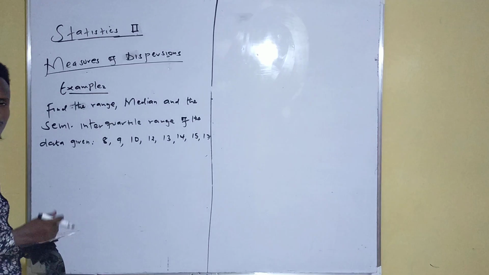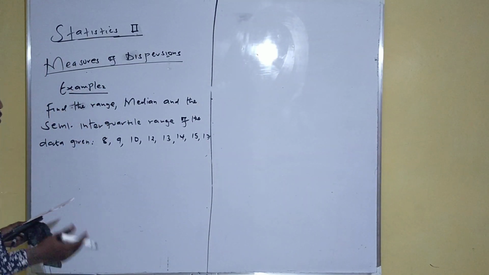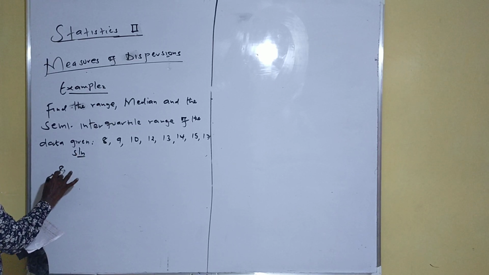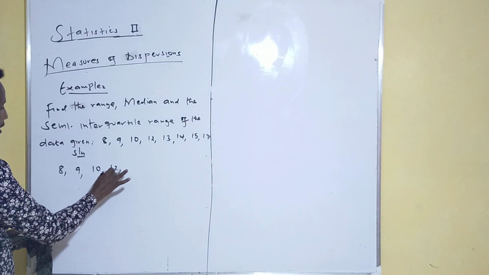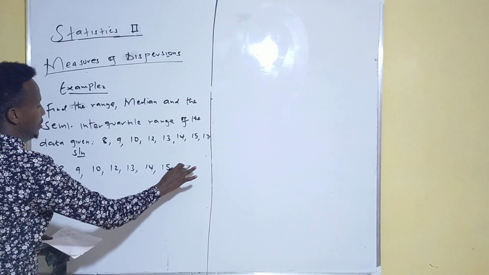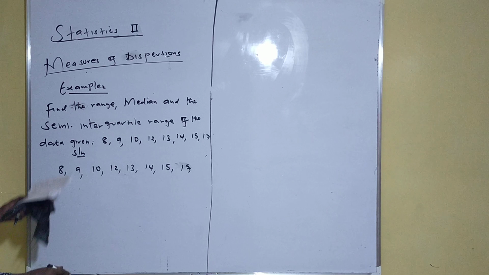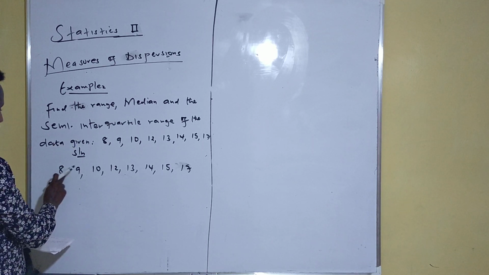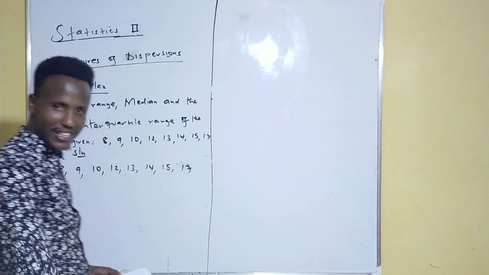What are we going to do then? We are going to arrange the data, but it has already been arranged for you. So coming to the solution, we have 8, 9, 10, 12, 13, 14, 15, 17. You're told to get the median. So what are we going to say? 1, 2, 3, 4, 5, 6, 7, 8. These are even data.